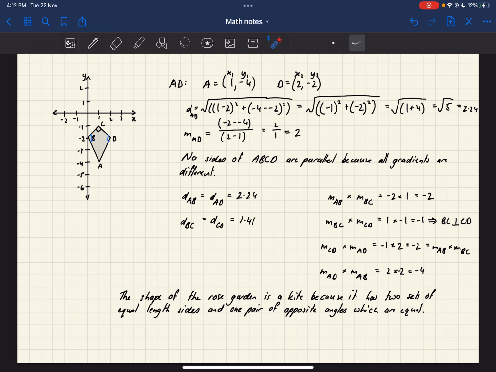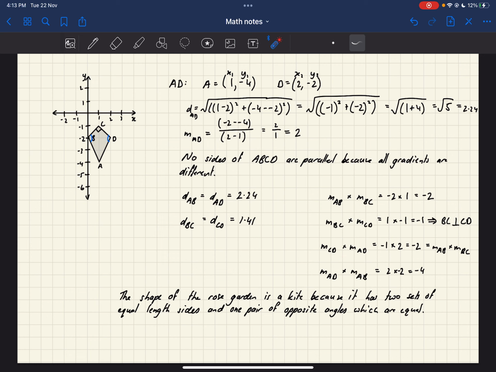Okay. Now, the 2 sets of equal length sides comes from this, because AB and AD are the same length and BC and CD are the same length. 1 pair of opposite angles which are equal comes from this, because we found that AB and BC made an angle that is the same as AD and AC, which is this one here.